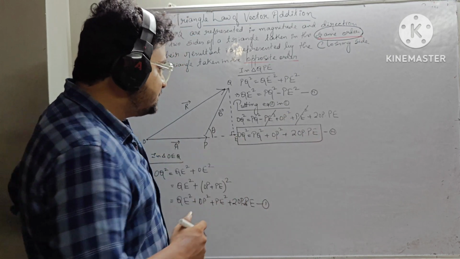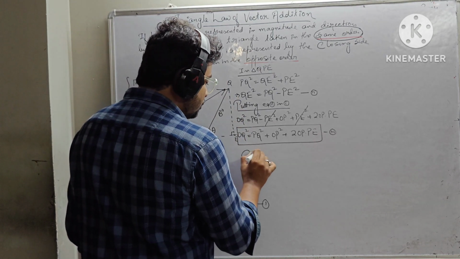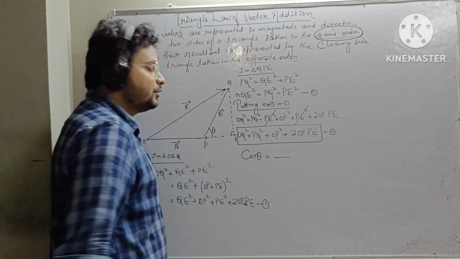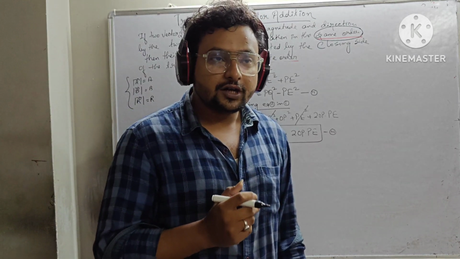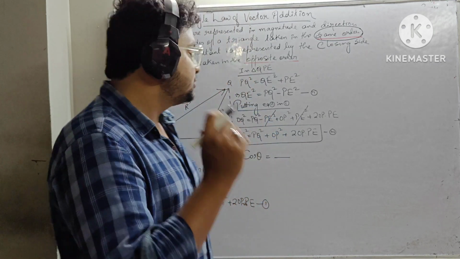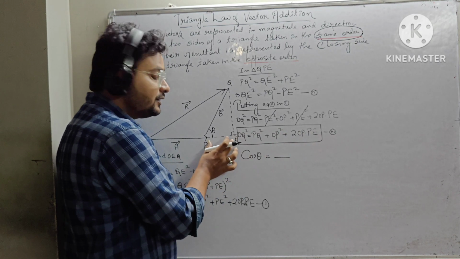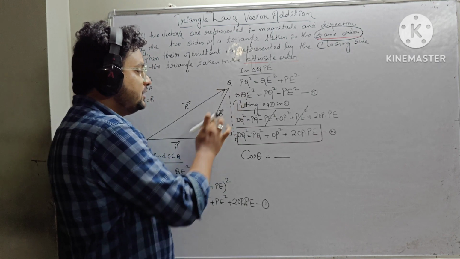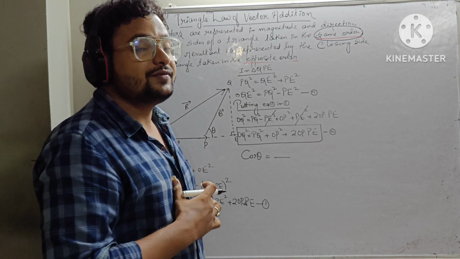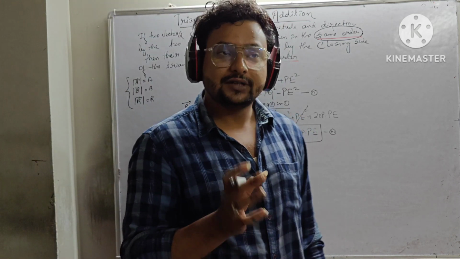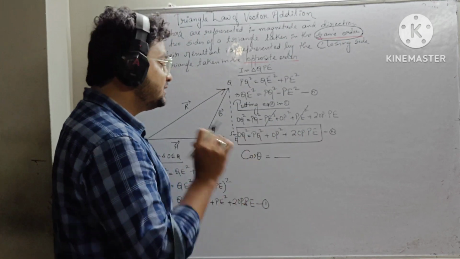To find out this PE, again let us take this triangle QPE, and let us find out cos theta. Some of you might wonder why we are taking cos theta, why not sin theta or tan theta. Because students, we have to find out this PE, and we know this PQ. PE is the base and PQ is the hypotenuse. What is the function between base and hypotenuse? It is cos theta. So that's why we are taking cos theta. Always know the reason why you are using certain things.